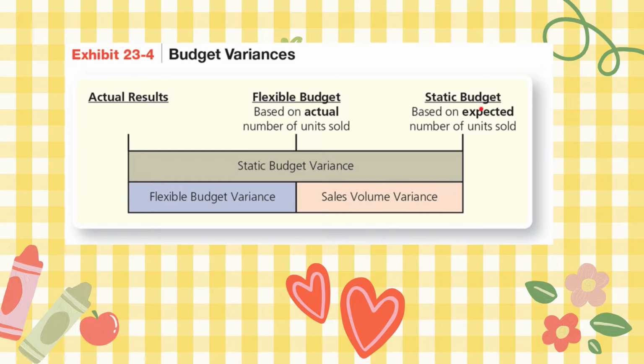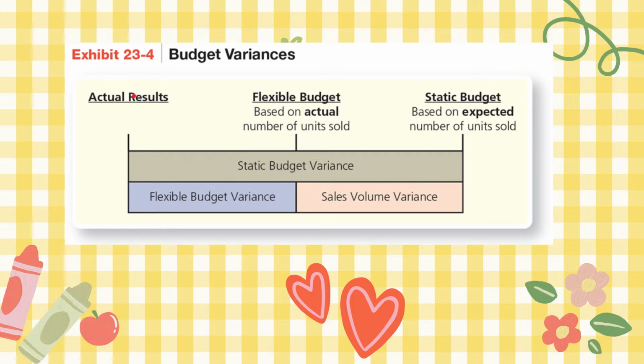While for the static budget, it's prepared only at one activity level. So it's going to be prepared if I sell 10,000 units, for example. So I'm going to take actual results, which will be available at the end of the year. And I'm going to take flexible budget, which is the budget at the actual number of units sold, and static budget at expected number of units sold.